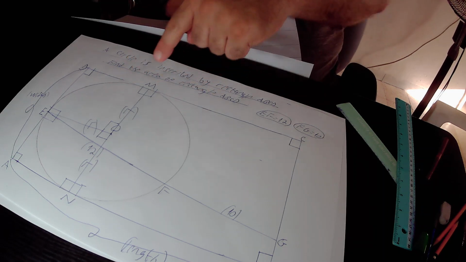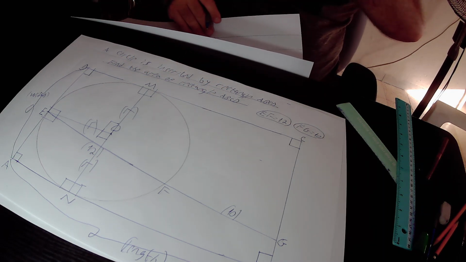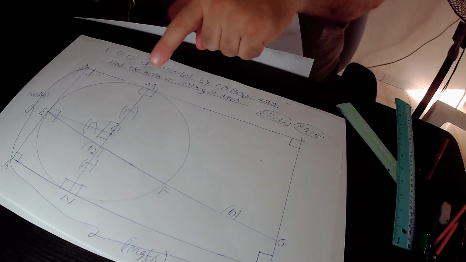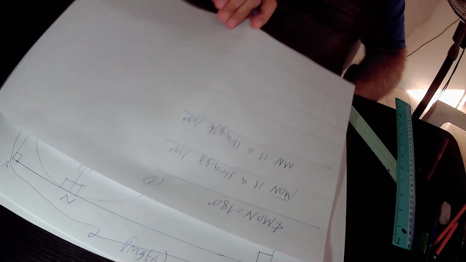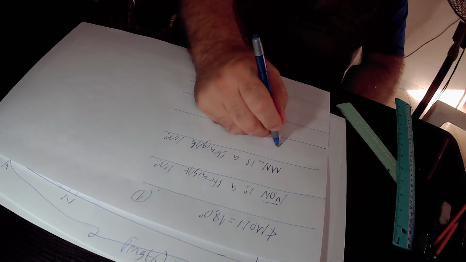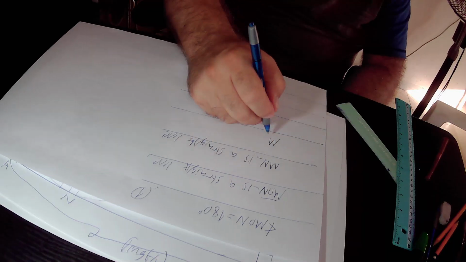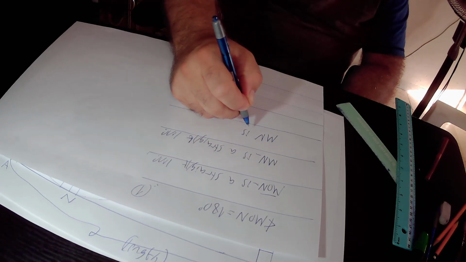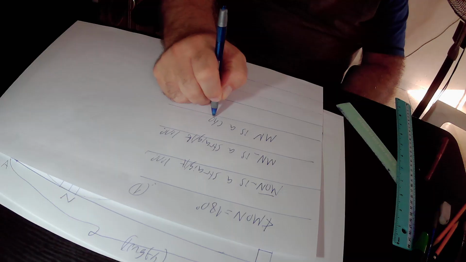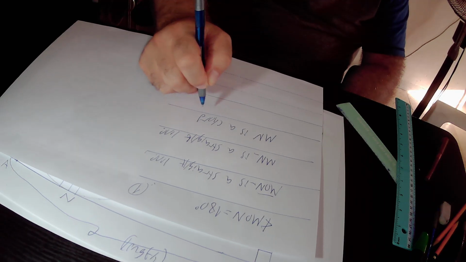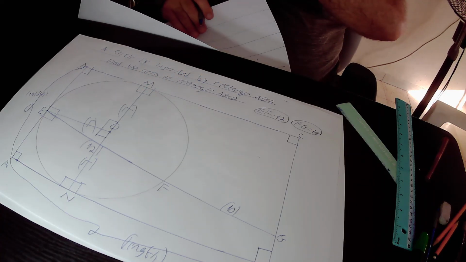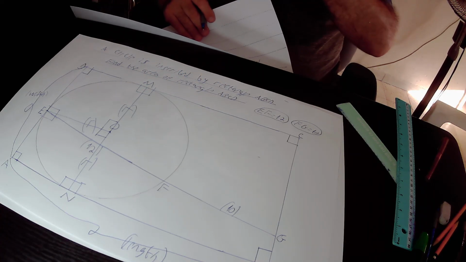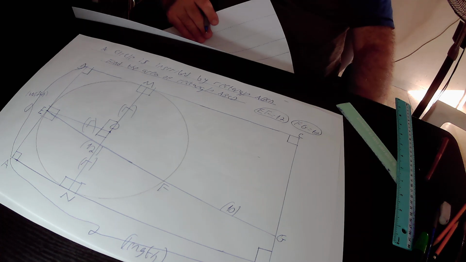So MN is a straight line that touches the circle at 2 points, point M and point N, and therefore MN is a chord. It is a chord that passes through point O, that is the center of the circle, and you know that any chord that passes through the center of the circle must be the diameter of the circle.